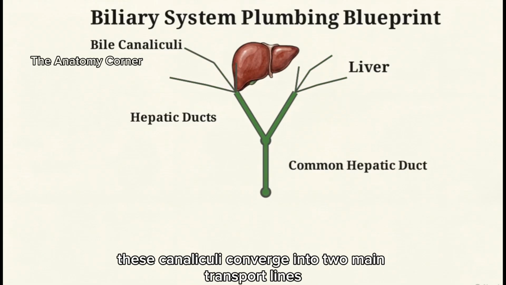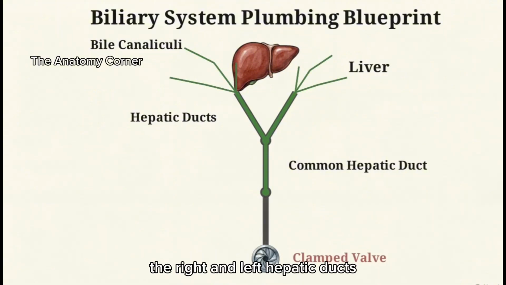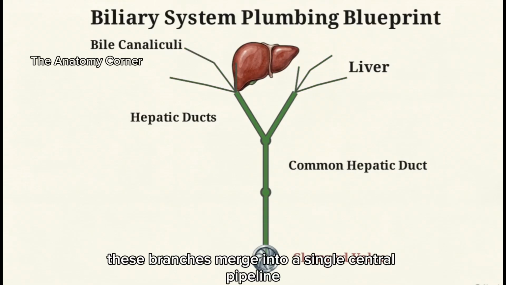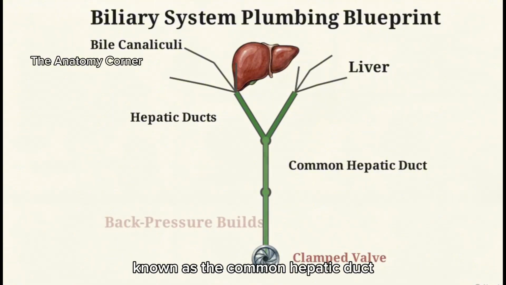Pushed downward, these canaliculi converge into two main transport lines, the right and left hepatic ducts, exiting their respective halves of the liver. These branches merge into a single central pipeline, known as the common hepatic duct.